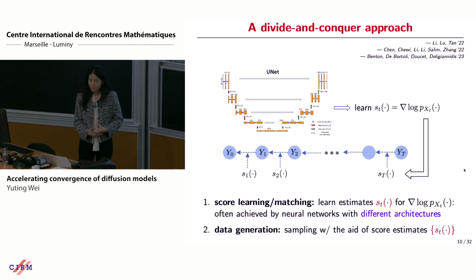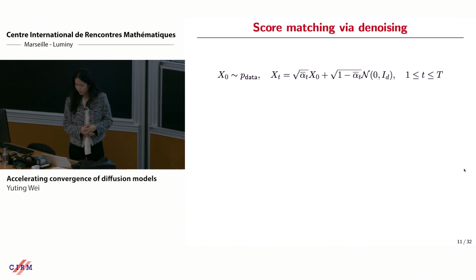And the second step is to do data generation, in the sense that once you are given the score estimate, with those score estimates, you want to generate samples. You want to recover the target distribution. All right, so in this talk, we'll mainly focus on the second part, but I will just quickly mention the first part, the score matching.